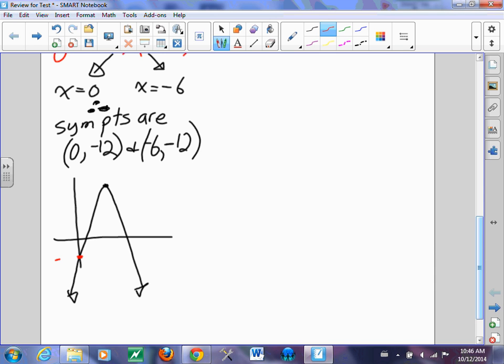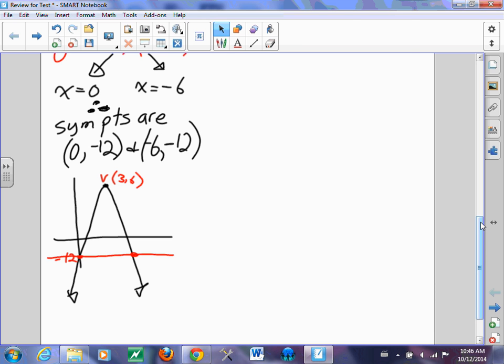So that's negative 12. And our vertex, just in case you're wondering, which we wrote in question A, is 3 and 6. So we said, hey, we're going to let y equal the c value, which is negative 12. So we found those 2 intercept points. Those are, again, 2 symmetry points.